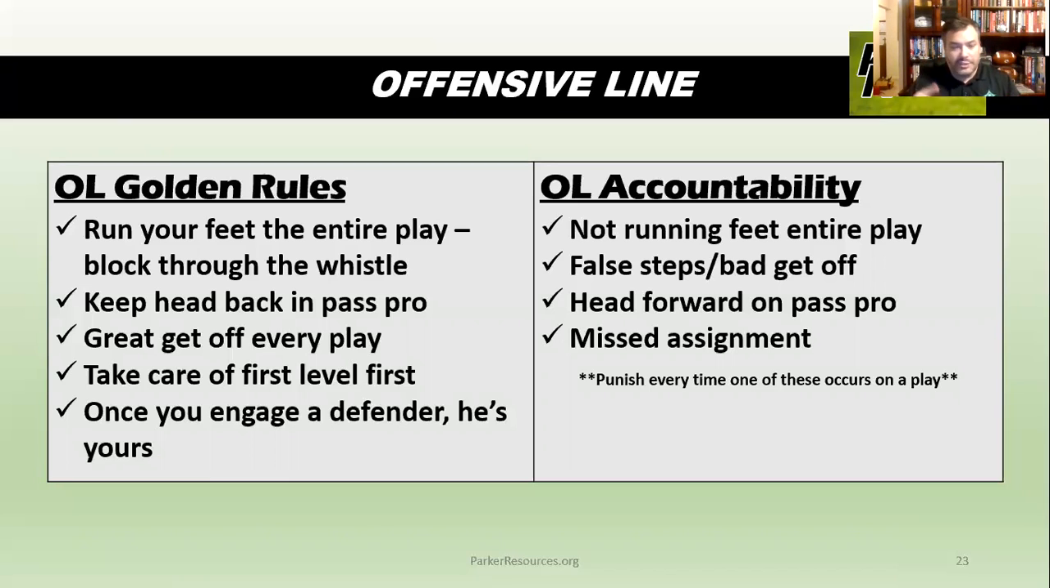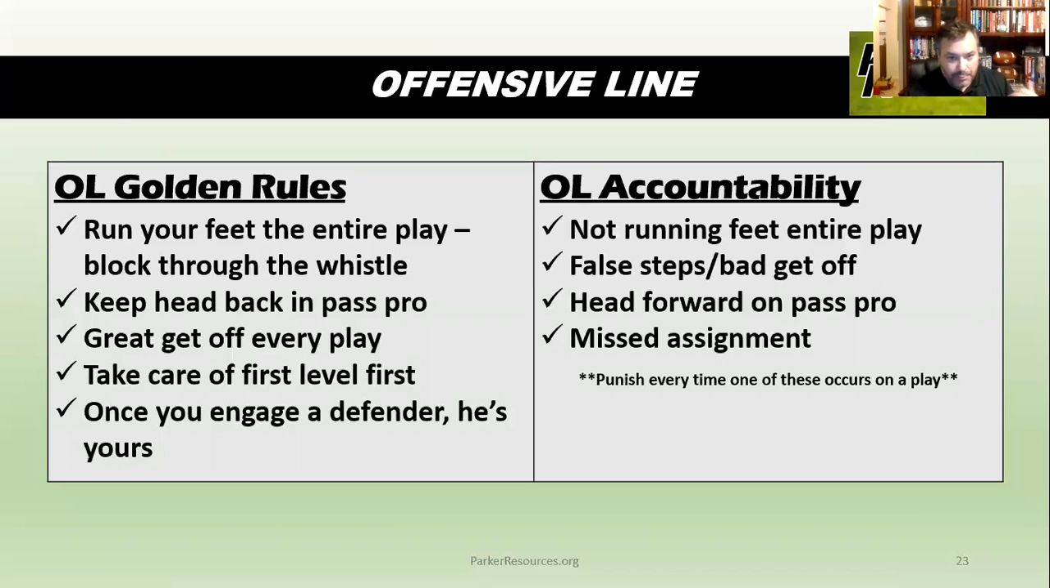There's a billion more technical ways to say it than that, and there's a billion technical things you do after that. I wanted real simple rules. I wanted the kid to know if they ran their feet to the whistle, yes or no. If their feet stayed hot the whole play, good. If it was a pass play, was my head back, yes or no, when I watched it? Good play, regardless of what happened other than that.